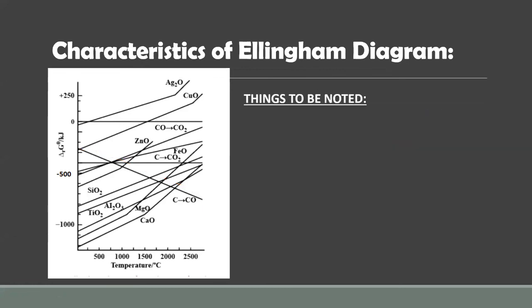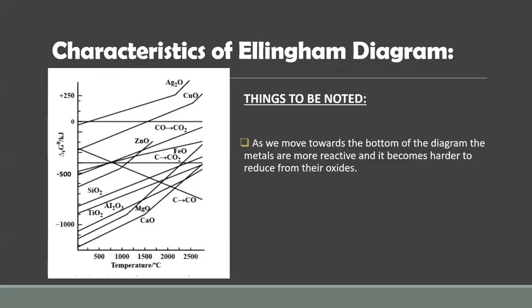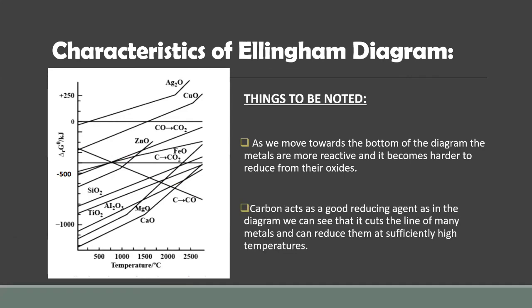So now let us see what are the things that we need to remember from the Ellingham diagram. As we move towards the bottom of the diagram, the metals are more reactive and it becomes harder to reduce their metal oxides. Carbon acts as a good reducing agent, as in the diagram we can see that it cuts the line of many metals and can reduce them at sufficiently high temperatures.